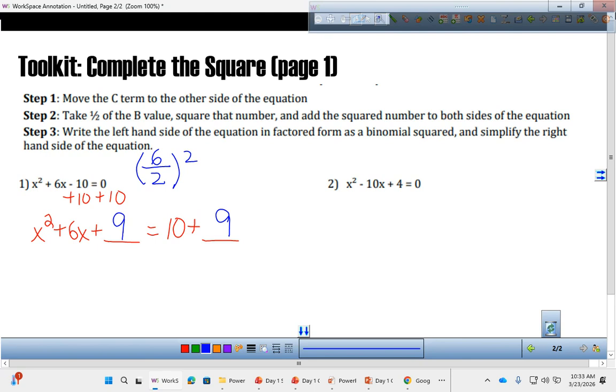The reason it's called completing the square is that right now I can factor this, and it's a perfect square trinomial. What multiplies to 9 and adds to 6? 3 and 3. So I can factor this to x plus 3 squared. Write the left-hand side of the equation as a binomial squared. This is a binomial squared. And simplify the right-hand side of the equation. So I'm going to just add those two numbers together and make this a 19.